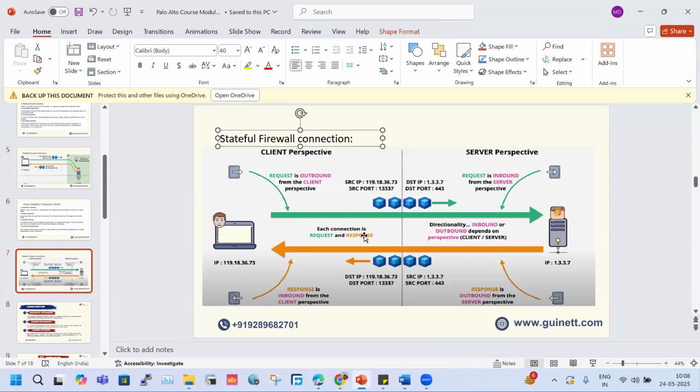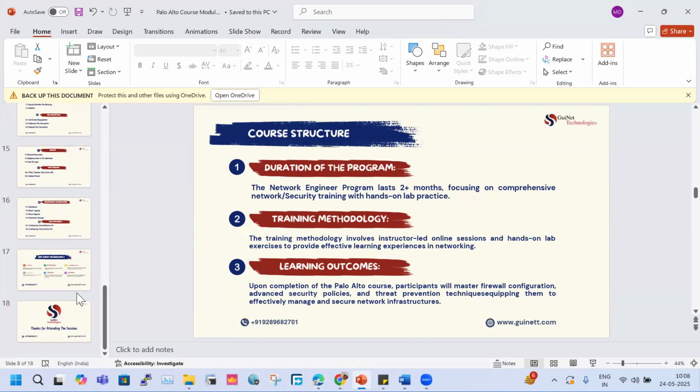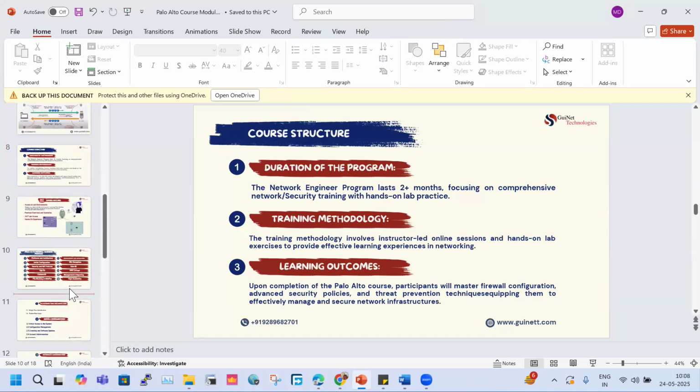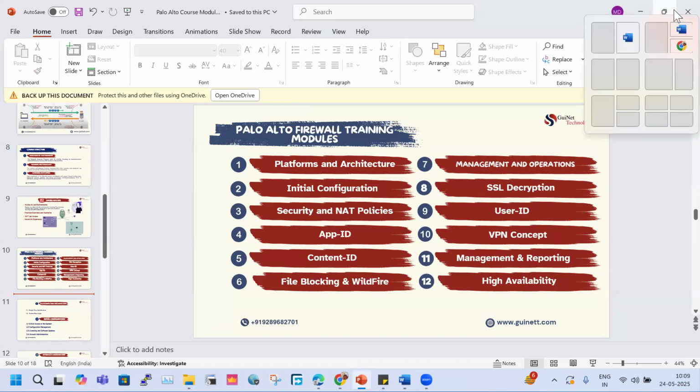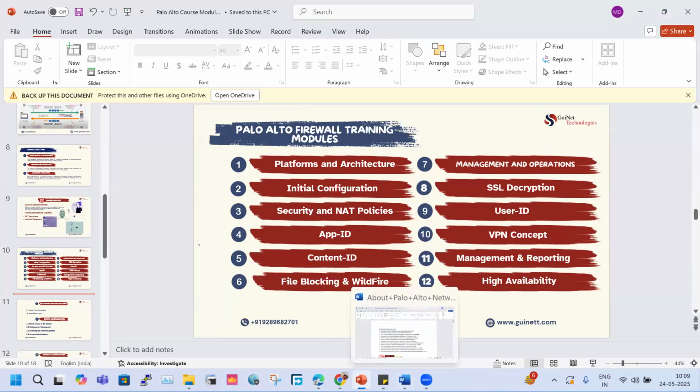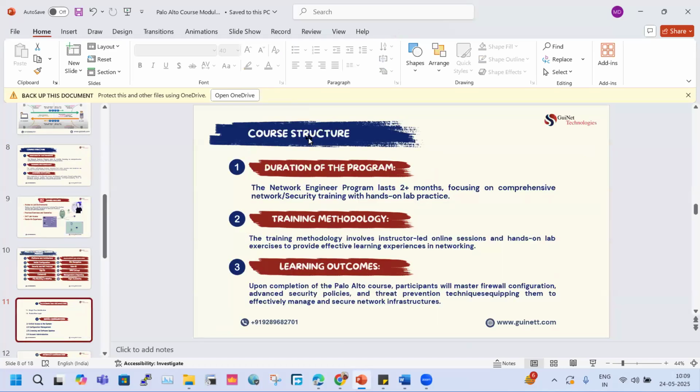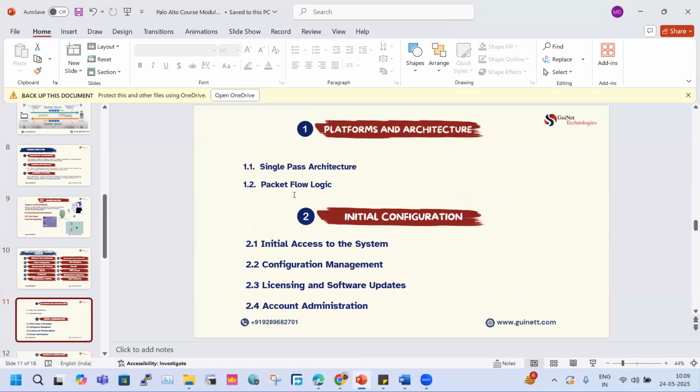And what we will be covering here is PCNSC level of knowledge, right? This is our course content that we have already discussed, the modules that we are going to cover. Today I will start from module 1, that is the basic introduction, or you can say single pass architecture and the packet flow logic with the Palo Alto firewall, right?